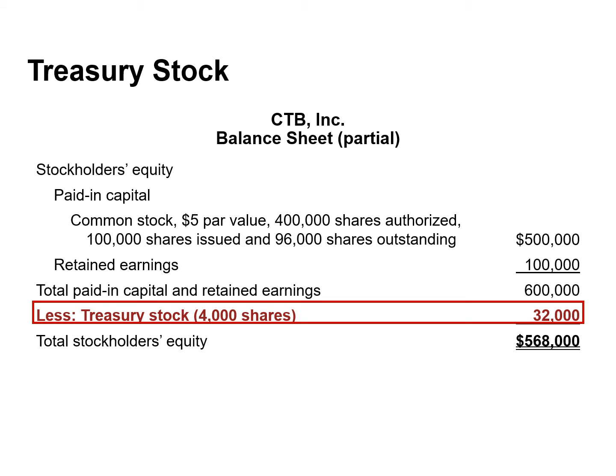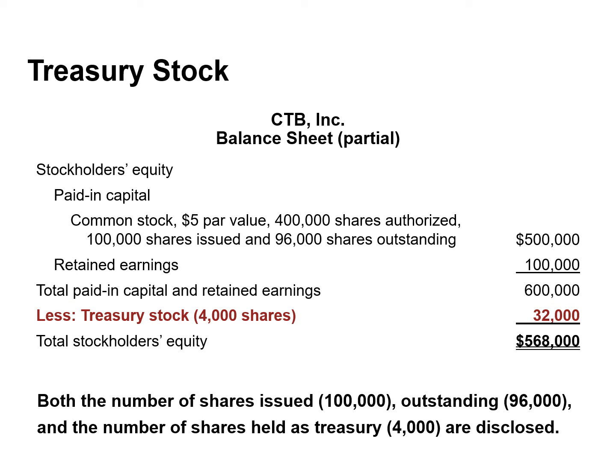The presence of treasury shares will cause a difference between the number of shares issued and the number of shares outstanding. The balance sheet discloses the number of shares issued, in this example 100,000, as well as the number in treasury, which is 4,000 shares. The difference between these two numbers represents the outstanding shares, or 96,000.